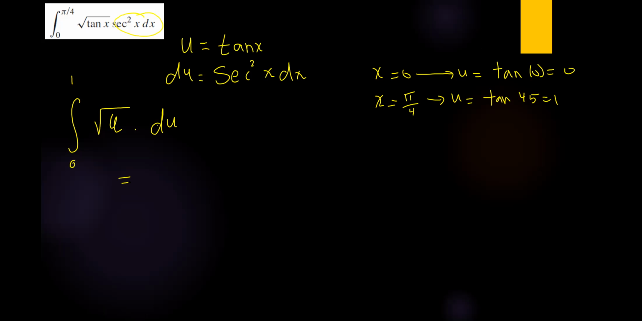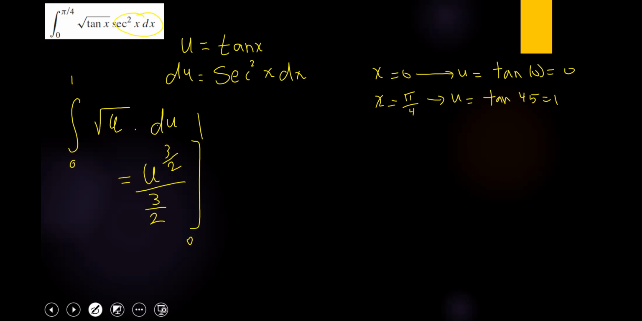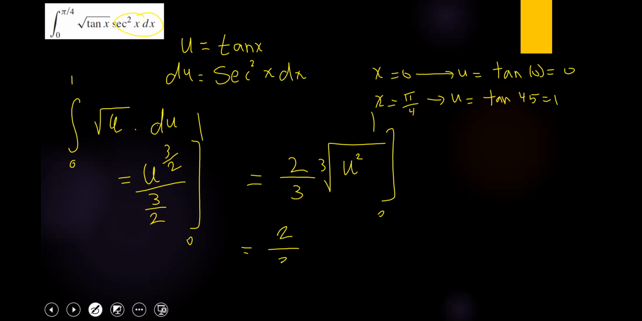Then the integration of u to the power half is u to the power 3 over 2 over 3 over 2, from 0 to 1. You can write it as 2 over 3, the integration of u, the cube root of u squared, from 0 to 1. Then let's evaluate here. So you will say it's 2 over 3 times 1 minus 0. So the final answer here is 2 over 3. This is for this question here.